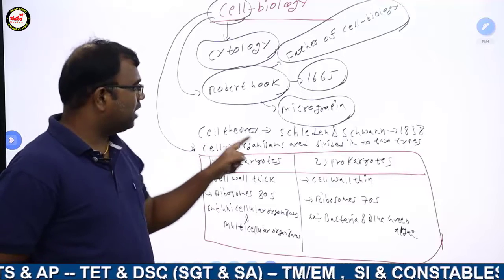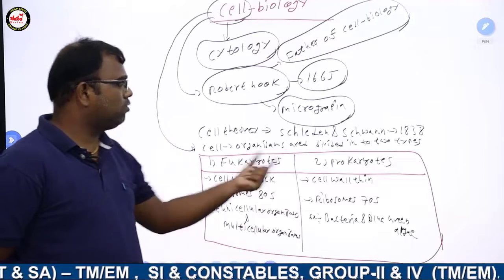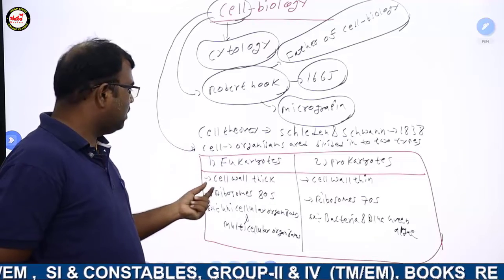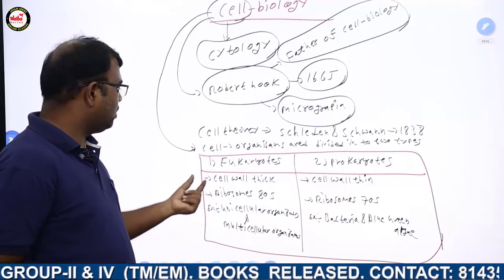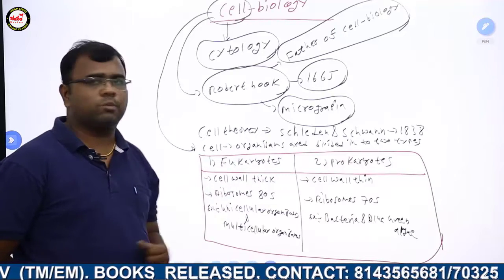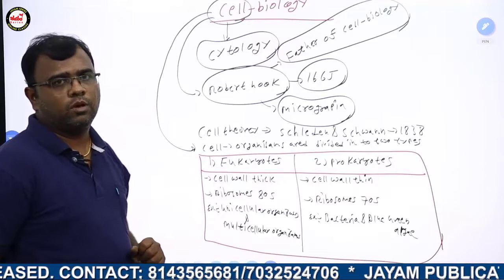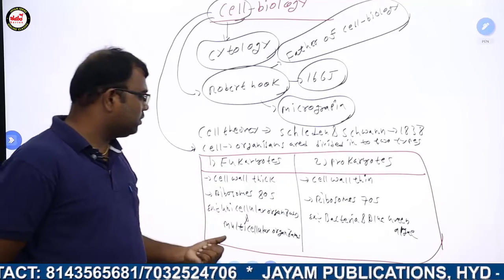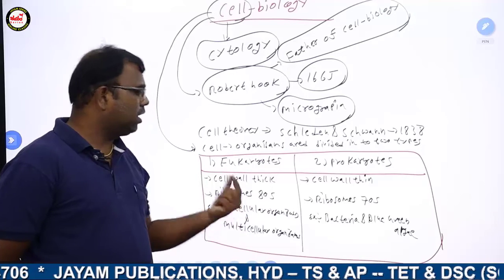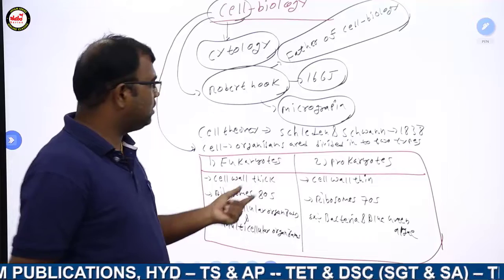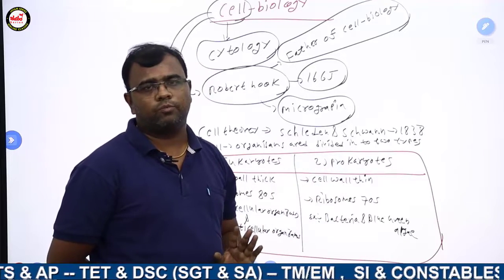Based on the cell, organisms are divided into two types: eukaryotes and prokaryotes. The eukaryote cell wall is thick, the prokaryote cell wall is thin. Eukaryote ribosomes are 80S and prokaryote ribosomes are 70S. Eukaryote examples are unicellular and multicellular organisms; prokaryote examples are bacteria and blue-green algae.